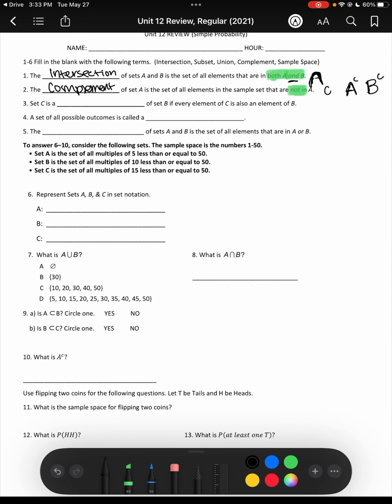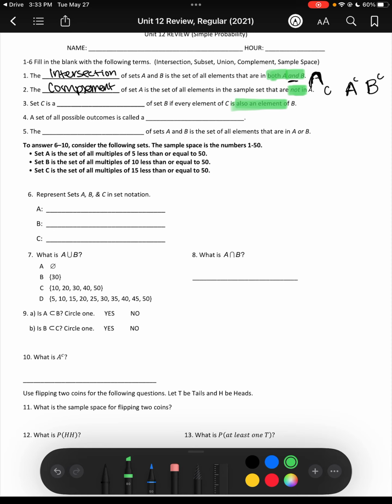Our next vocab word is when we're talking about two different sets. So we have set C and set B. And we would say set C is a subset of set B if every element of C is also an element of B. Okay, so this sounds similar to an intersection. An intersection are things that belong to both sets.